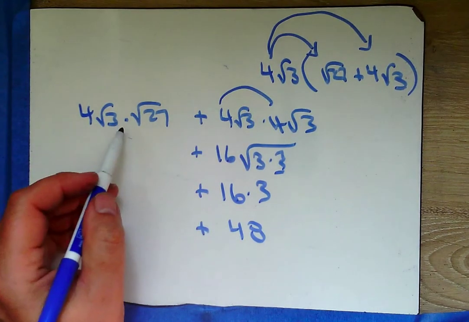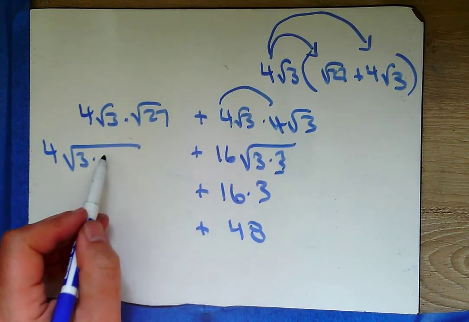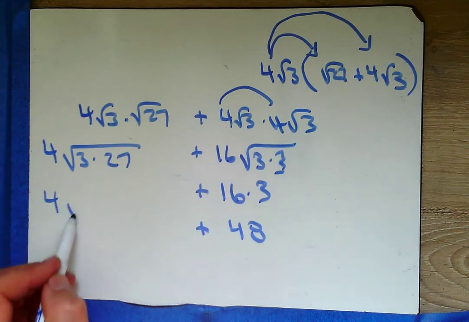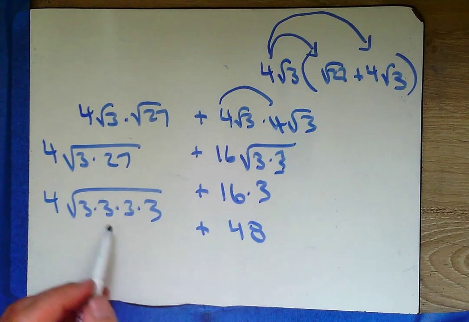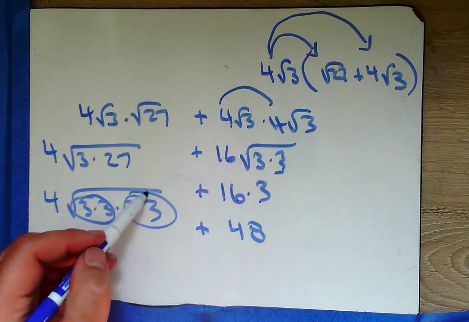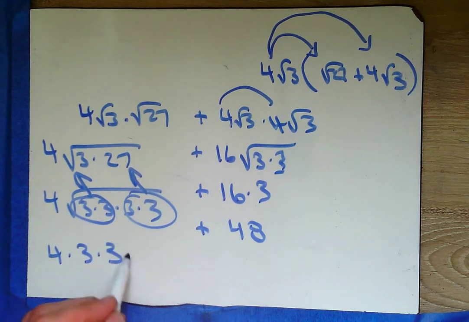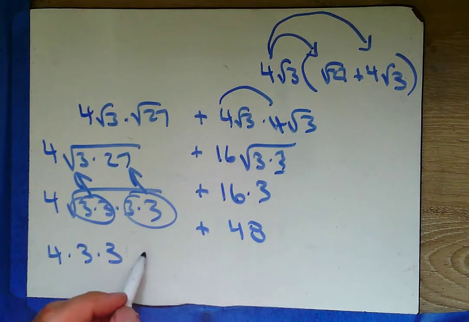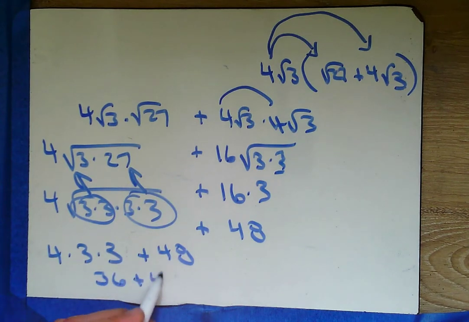What about over here? Well, we said before that we could put both of these under the same radical, and we know that 27 is 3 times 3 times 3. Well, there's a pair of 3's, there's another pair of 3's, so I can make this be 4 times 3 times 3, and there's nothing left under the radical, so I can make that go away. So we've got 9 times 4. 9 times 4 is 36, plus 48, 84.